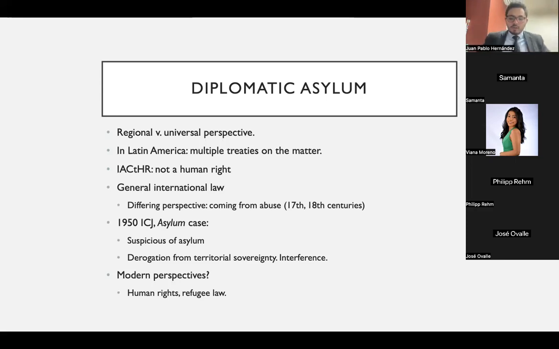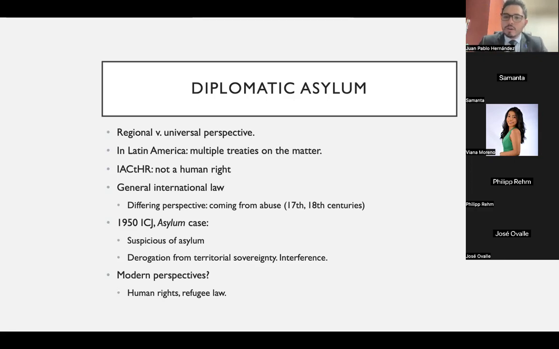What happened after this was that the court said that the asylum granted by Colombia needed to cease, but the court didn't say how. And so when the court handed down its decision, a new dispute arose between the parties as to whether Colombia was, in fact, obligated to turn over Haya de la Torre to the Peruvian authorities, or whether the asylum could be terminated in any other way. For example, by taking Haya de la Torre into its own territory. And so, once again, Peru and Colombia went to the ICJ to solve this dispute.